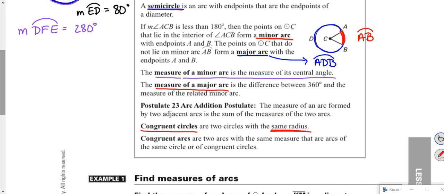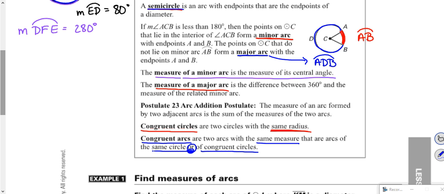And then congruent arcs. Congruent arcs are two arcs with the same measure that are arcs of the same circle. Okay, so they have to... actually, I should say or congruent circles. So congruent arcs are two arcs with the same measure that are arcs of the same circle or congruent circles.